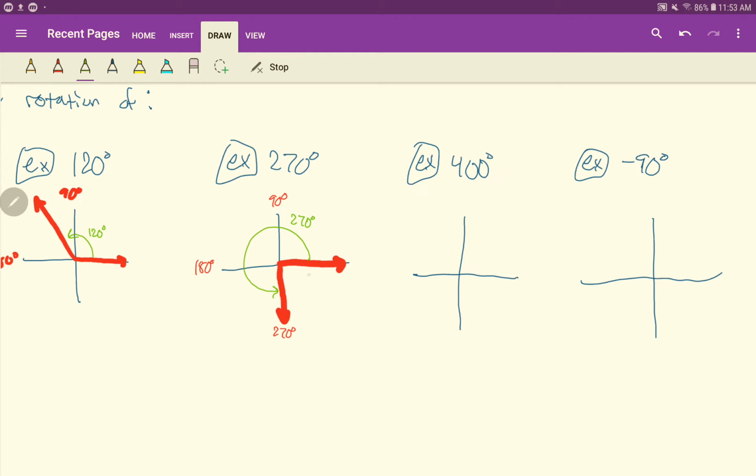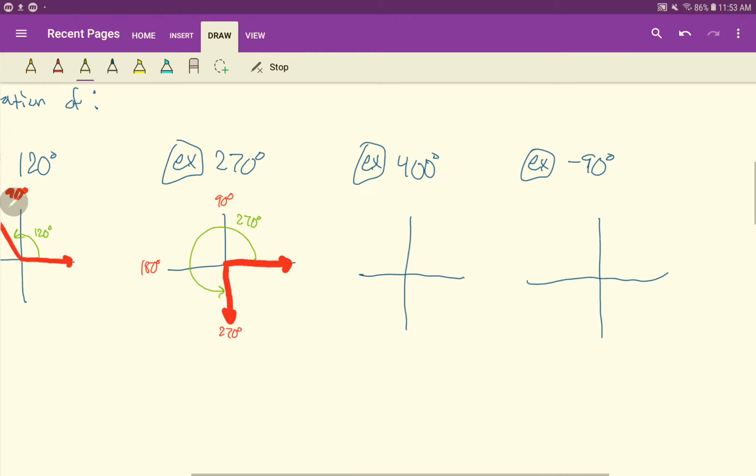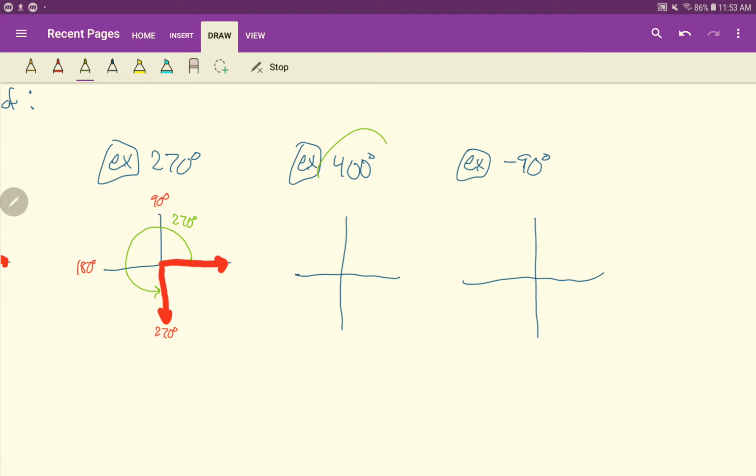Now, you might have been like, but Mr. Whitmire, isn't this 90 degrees this way? And yeah, we'll get to that. Hold that thought for a second. All right, next one, 400 degrees.